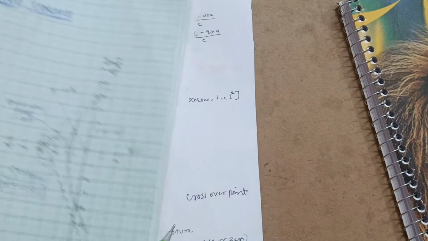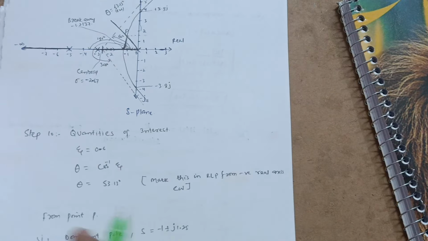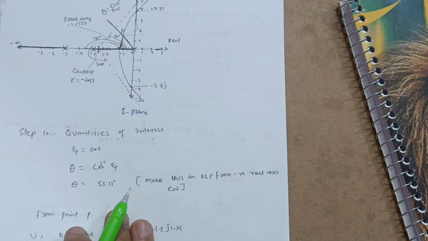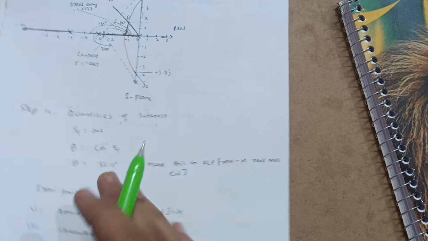Now another important point is the quantities of interest. That means in the question there are some quantities we have to calculate. At zeta equal to 0.6, it is mentioned in the question.